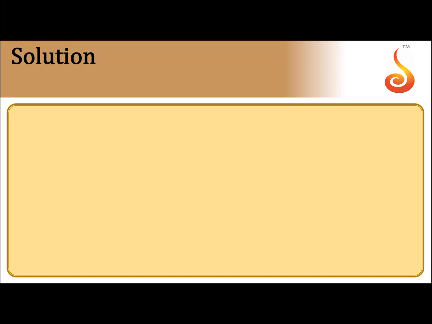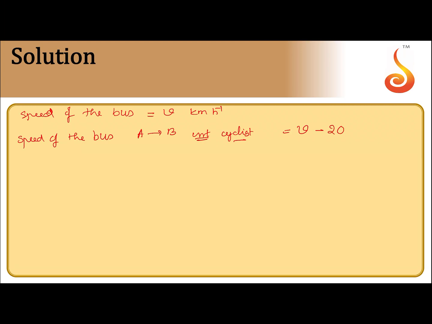Now, let us assume that the speed of the bus, which is assumed to be constant, is v kilometer per hour. Now, the speed of the bus which is going from A to B with respect to the person or the cyclist is equal to v minus 20, because he is moving along that direction.